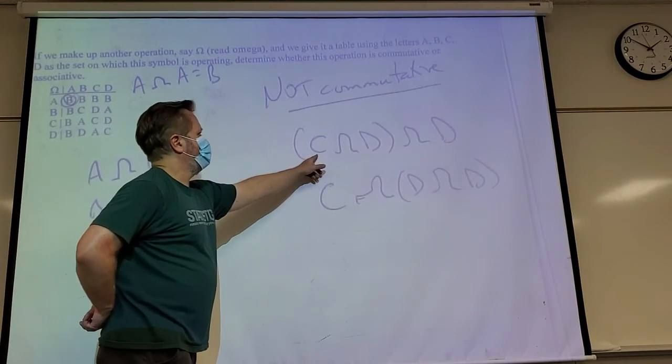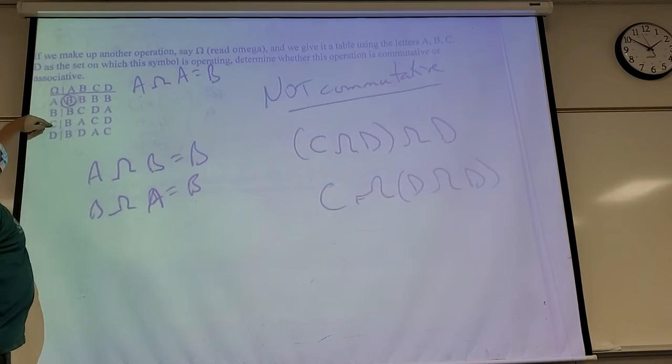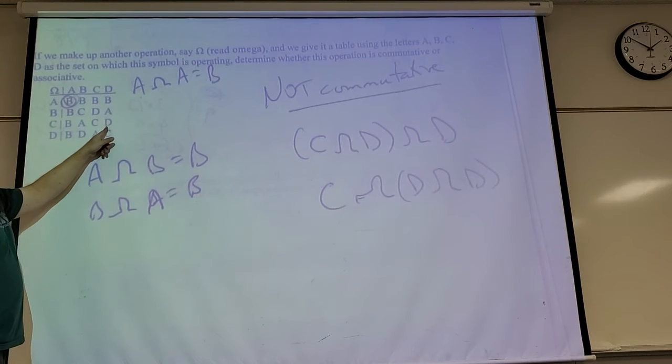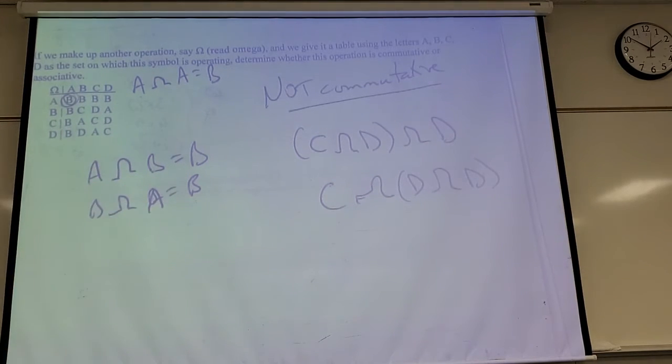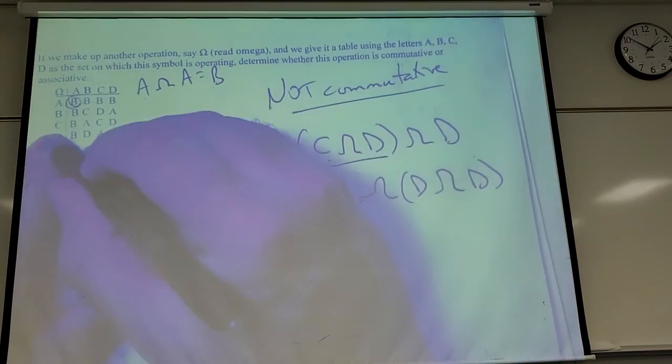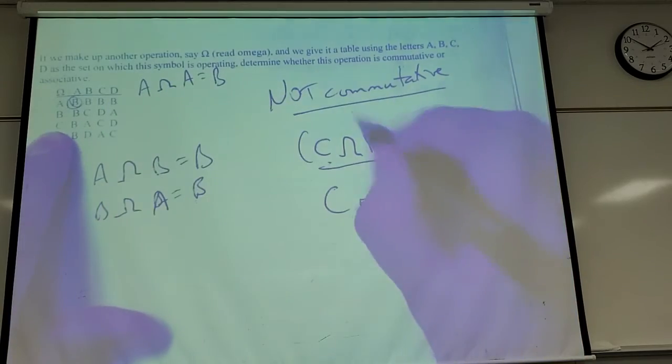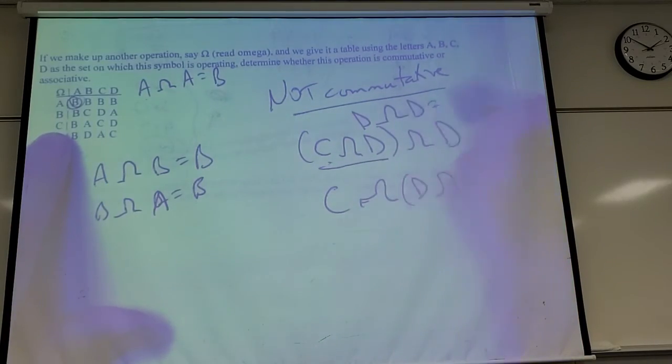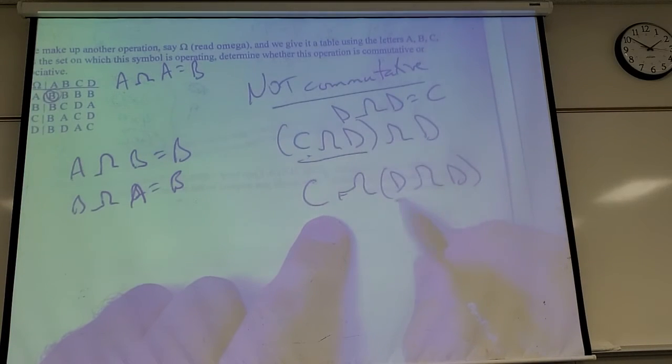So what is C omega D? C omega D is D. And then what is D omega D? Let's keep going. So C omega D is D. And what is D omega D? D omega D is C. So what is this? Where would I start here?